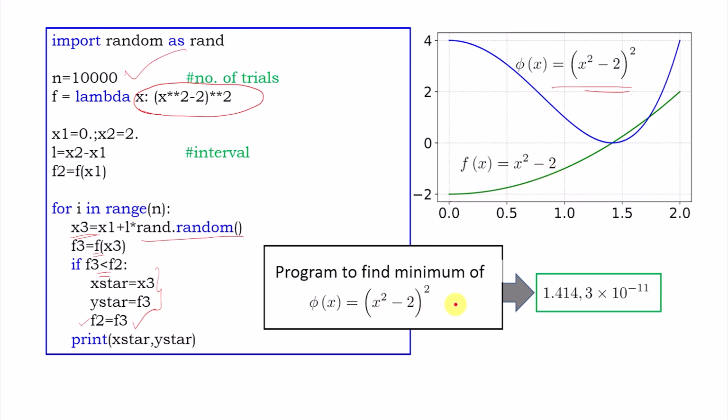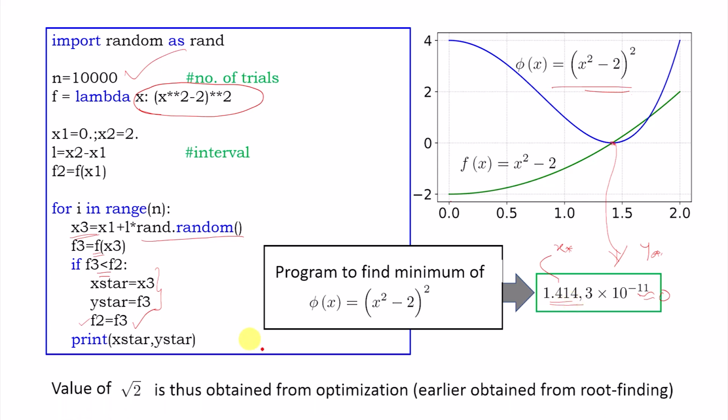Now I actually ran this program, and this program gives an output of 1.414. That is the value of x star where the function will minimize, and this 3 into 10 raised to minus 11 gives the minimum value of the function. That is the value of the function here. That means this is the y star. So you can see that this is very close to 0. This is what we have expected because everywhere else it is positive. So this is where it is basically hitting 0 at 1.414. So this is the value of root 2.